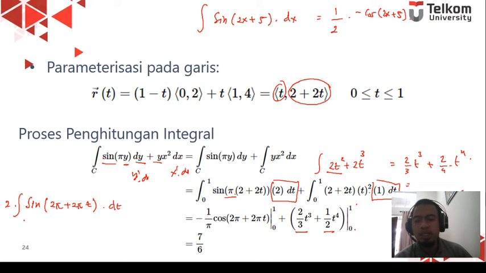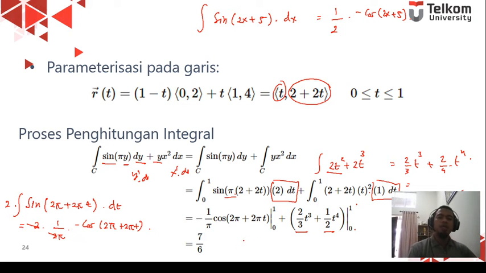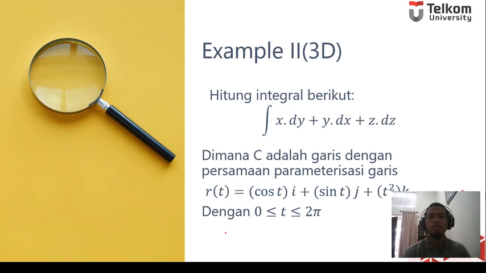Okay, so what is the meaning? This integral should be equal to 1 over the derivative, which is 2, times minus cos of 2p plus 2pt. So we will get this, this is deleted, then minus going to this one, so we will get minus 1 over p times cos of 2p plus 2pt, from 0 to 1. Then we will get the result. If you input all the boundaries in here, then the result is 7 over 6.